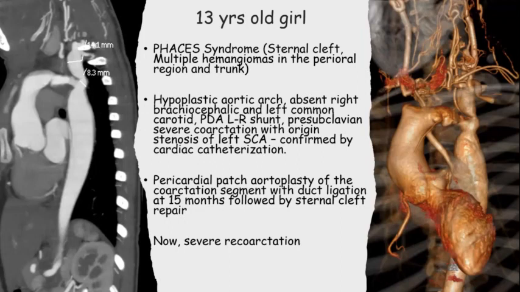As this left subclavian was arising from the coarctation segment, and the left vertebral artery from the left subclavian was an important source of cerebral blood supply, she underwent a pericardial patch aortoplasty of the coarctation segment with duct ligation at 15 months of age, followed by a sternal cleft repair. Following this, she improved, but at 8 years of age, she was noted to have severe recoarctation. Then she was lost to follow-up, and we again saw her at 13 years of age. At this time, we planned the stenting of this pre-subclavian transverse arch coarctation.